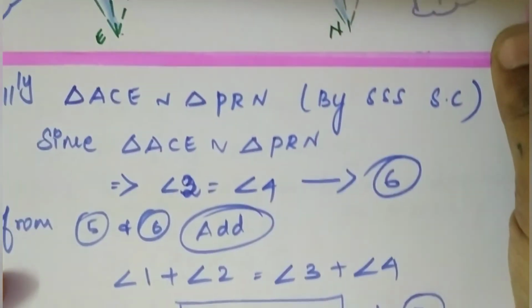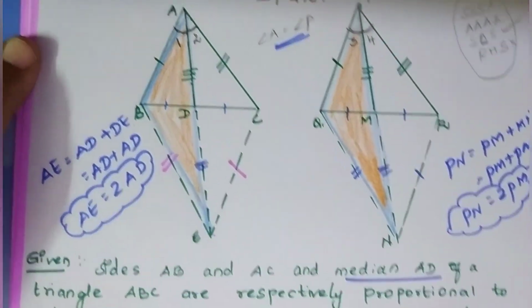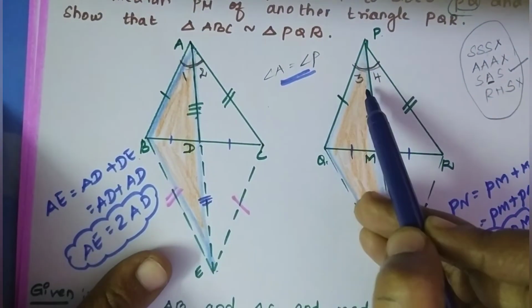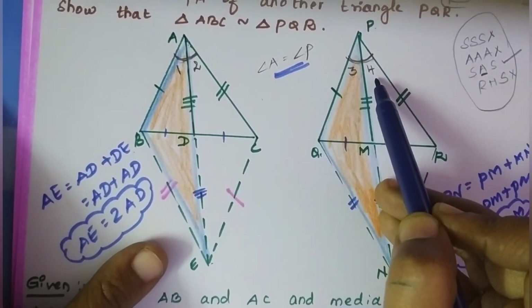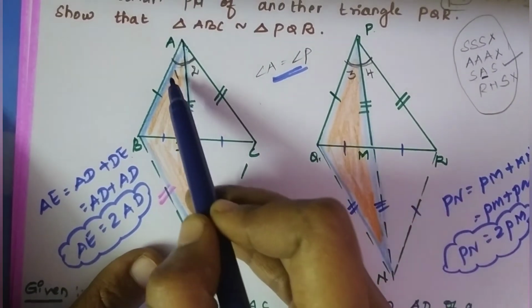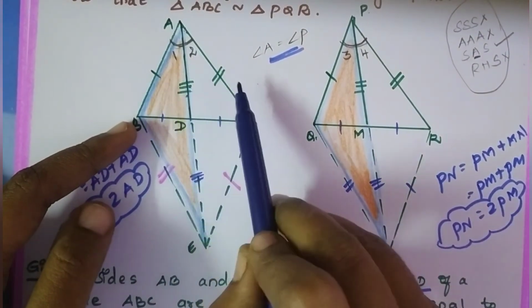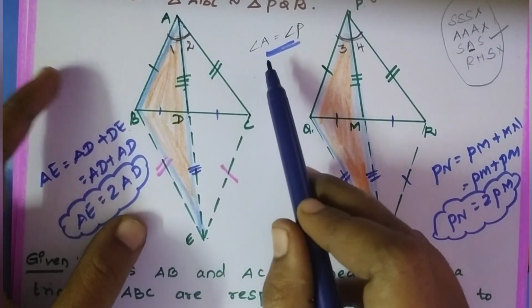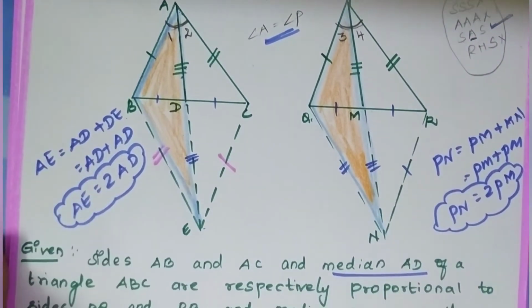This is a lengthy video, but this is very easy for you. Keep in mind that we have to prove that angle A is equal to angle P. That is important. So I divided into two portions, angle 1, 2, 3, 4. First I proved that angle 1 is equal to angle 3, and similarly we can prove that angle 2 is equal to angle 4. So totally I proved angle A is equal to angle P, and it is already given that the two sides are in the same proportion. So I concluded by SAS criterion that the two triangles are similar. Thank you.